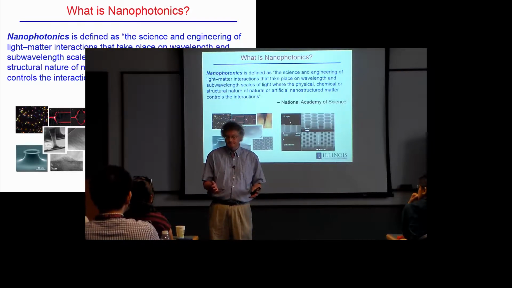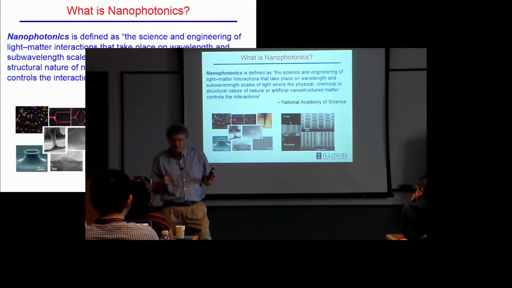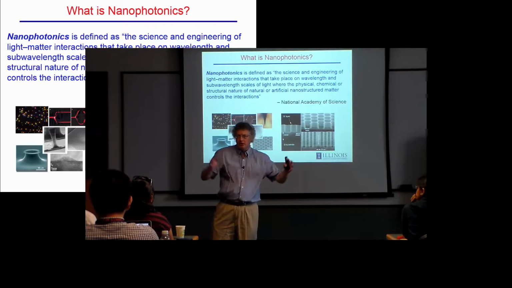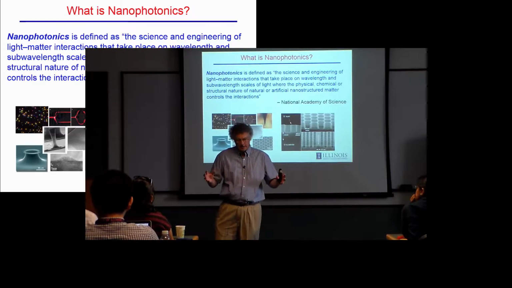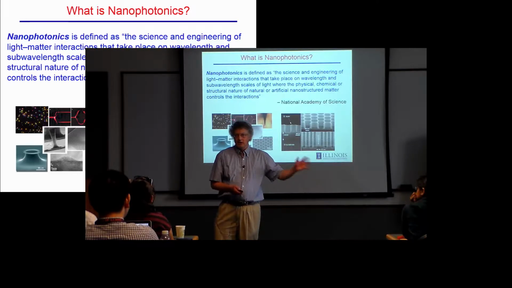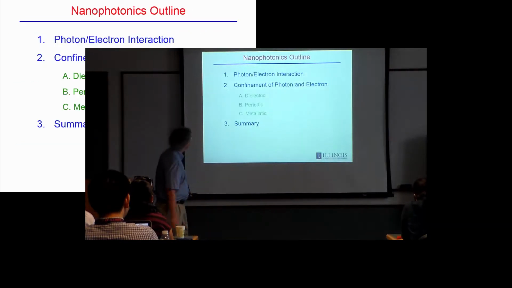So the reason why this is an appropriate length scale is that the matter can actually be a bit smaller than our light. And then what we're going to look at are how we can confine both the matter part, which is effectively electrons. All we really care about are electrons, and how electrons interact with photons. That's the fundamental aspect of what we're going to be studying.